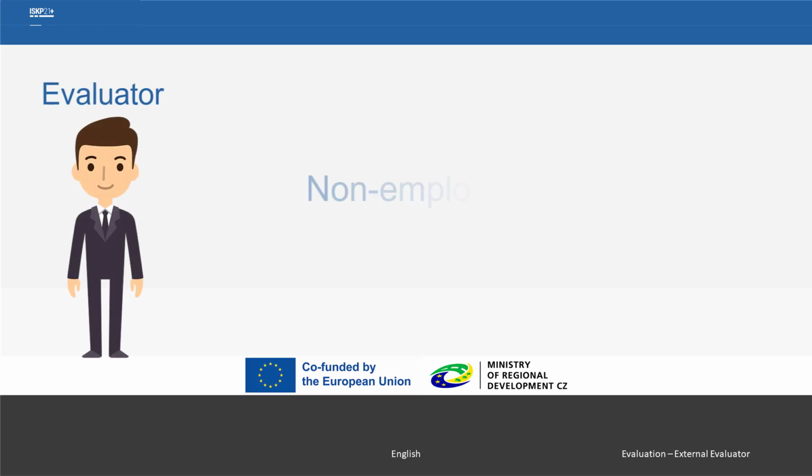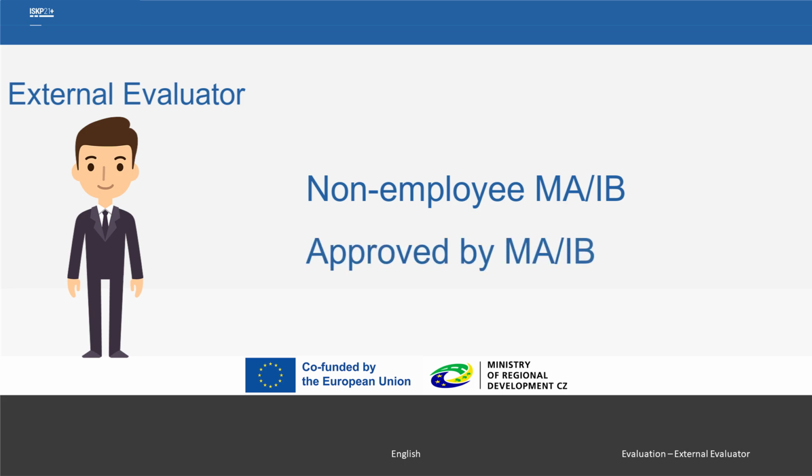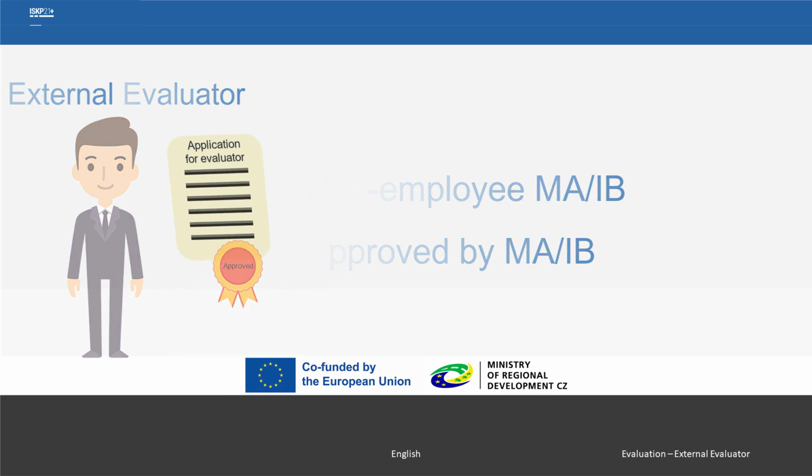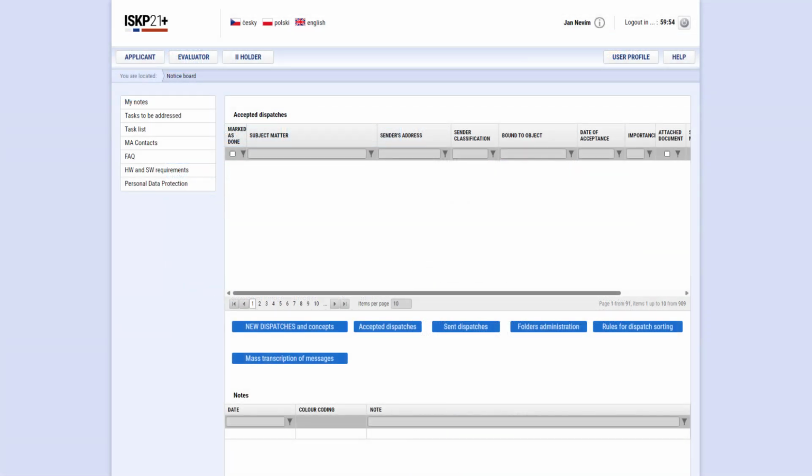An evaluator, who is not an employee of a managing authority or intermediate body entity, is an external evaluator. An external evaluator must be approved by the program managing authority or intermediate body. This approval is carried out on the basis of completing an application for the external evaluator status. An external evaluator only works within the ISKP21 Plus portal at iskp21.mssf.cz.